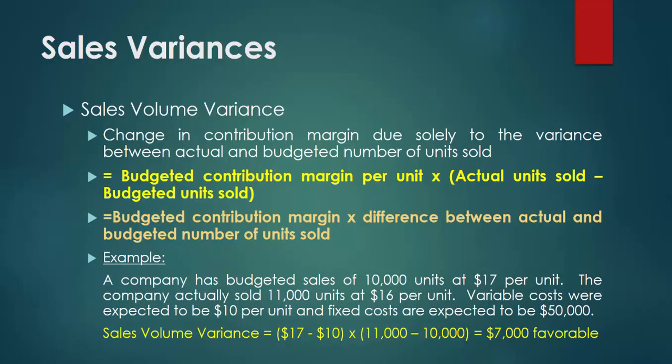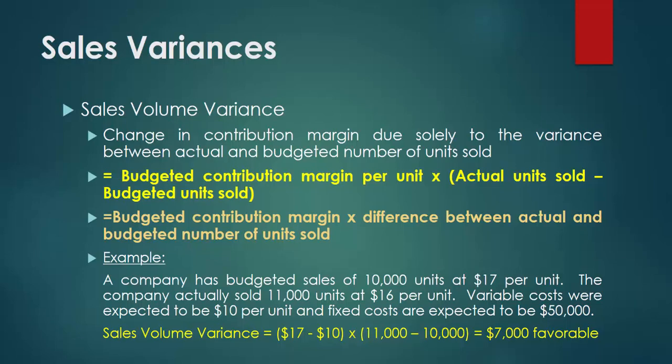So if we go back to our example here, the first thing that we need is our budgeted contribution margin per unit. Well, we're not just given that number. We have to figure that one out. We know what the selling price per unit was budgeted, and that was $17. And we know that the budgeted variable cost per unit were going to be 10. So the budgeted contribution margin per unit would be that 17 minus 10. That would be $7 per unit.